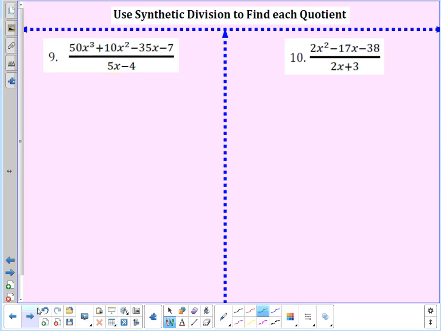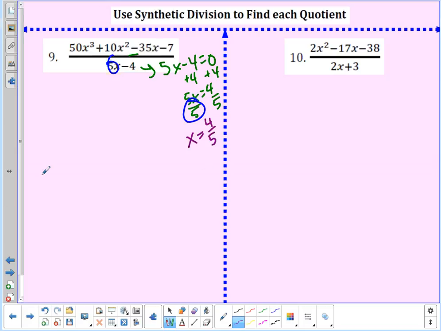All right, let's keep going. We're going to try a few more of these and then we're going to do some application questions. So number 9, I start with 5x minus 4 equals 0. Add the 4, that's 5x equals 4, and then divide by 5. There's that division again. There's that coefficient of 5 that tells you you're going to need to divide that out at the end. So you have x equals 4/5 here.